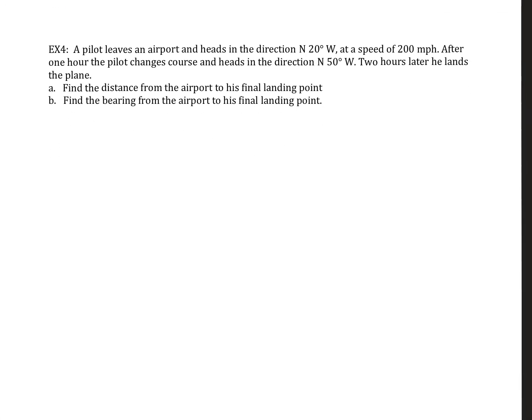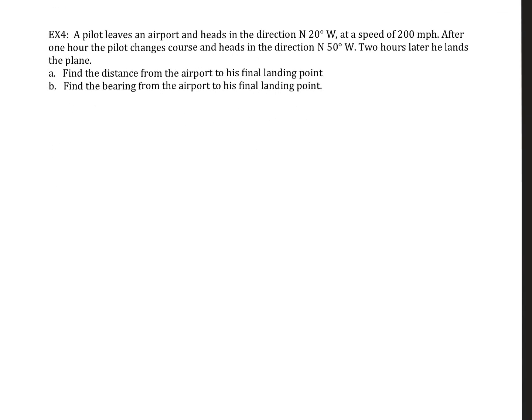So now let's take a look at this problem. Example 4. A pilot leaves an airport and heads in the direction north 20 degrees west at a speed of 200 miles per hour. After 1 hour, the pilot changes course and heads in the direction north 50 degrees west. 2 hours later, he lands the plane. So part A, find the distance from the airport to his final landing point. And then B, find the bearing from the airport to his final landing point. Okay, so let's go ahead and draw an image of this first off.